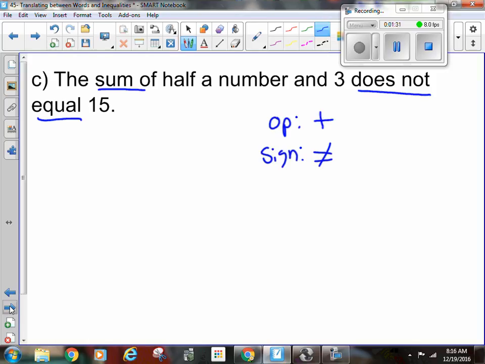The sum of half a number, so something divided by 2 is going to give you half, and 3, so you're going to add 3, and does not equal 15.